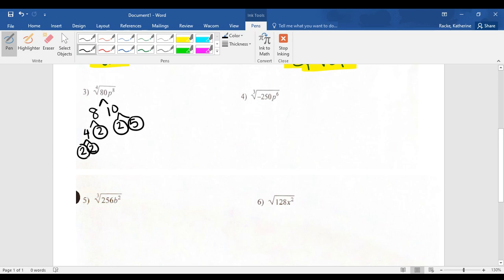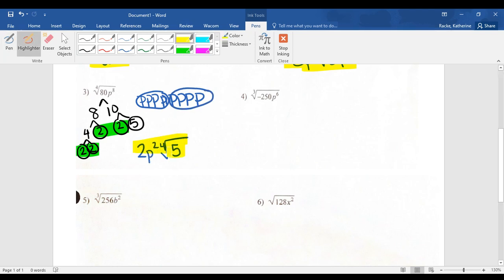You can see that you have a group of 2's right here, and then you also have 2 more, so there's a total of 4 2's, and I have a 5 left over. So I'm pulling out a group of 2's, and I'll have the 4th root of 5 left on the inside. Then I have 8 p's. You don't necessarily have to write out the variables every single time. If you understand that there are 2 groups of 4 in 8, since 8 divided by 4 gives you 2, that's how many groups of p you're pulling out. So that would be p squared on the outside, and that would be your final answer right there.